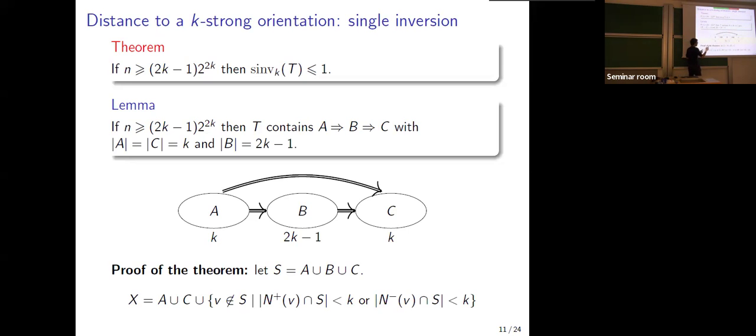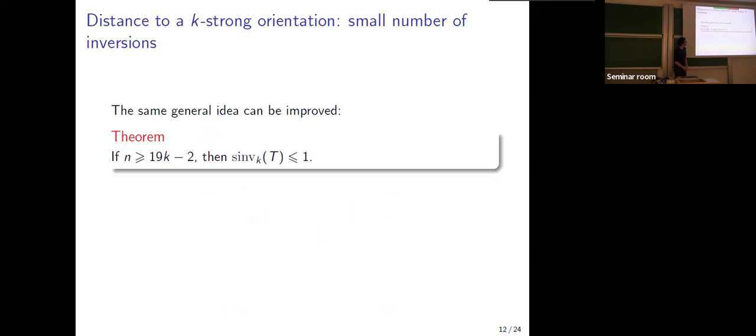What is nice is that when you take a vertex outside, either at the beginning it already has k in-neighbors and k out-neighbors in this set, or if it doesn't, when you put it in the inversion, it will have at the end k in-neighbors and k out-neighbors in this set. So again, by the same argument, with a single inversion you make it k-strong. And actually you can really improve this bound: if you take n at least 19k minus 2, then there exists such an inversion making it k-strong, but the proof is more involved.